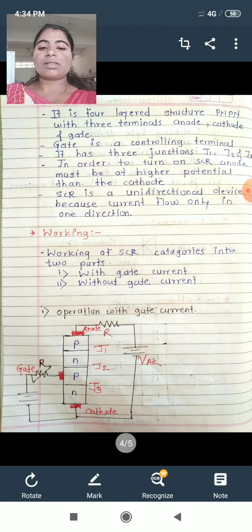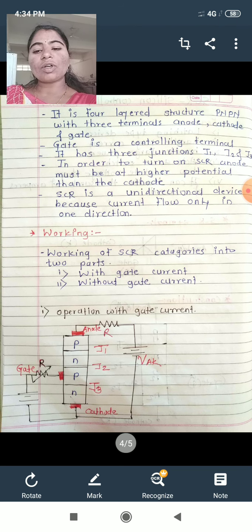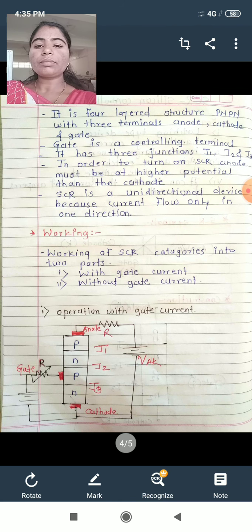In this case, as the gate current goes on increasing, the breakover voltage goes on decreasing. The breakover voltage, that is the voltage between anode and cathode, totally depends on the gate current. As the gate current goes on increasing, the anode to cathode voltage goes on decreasing.